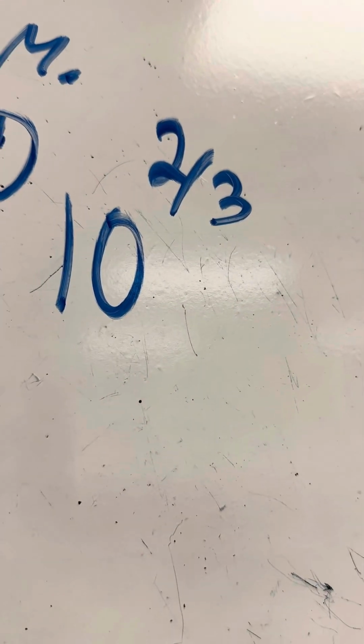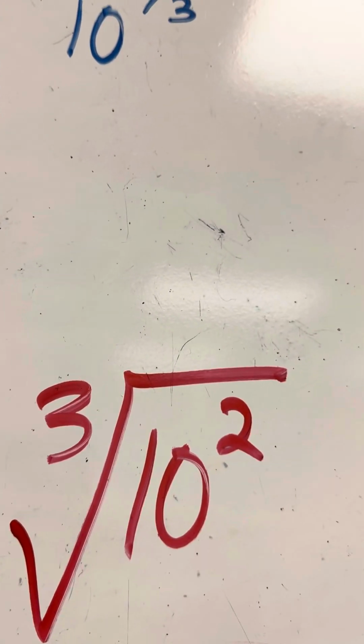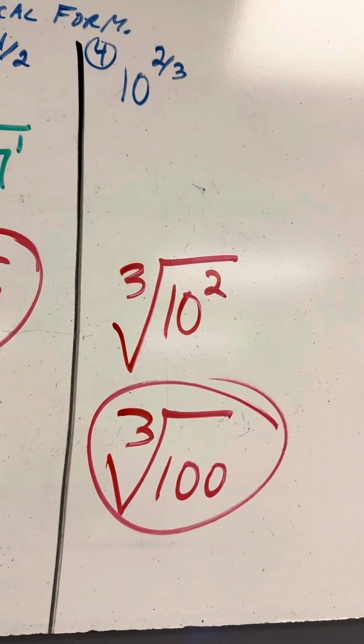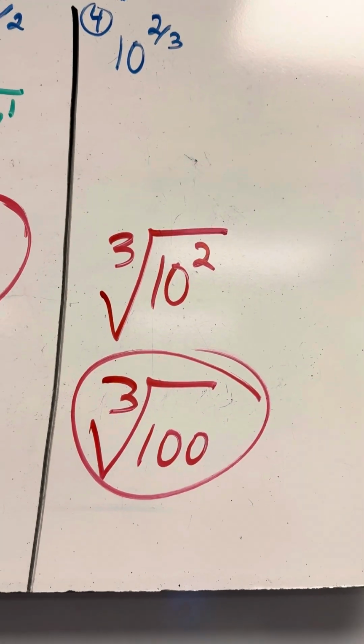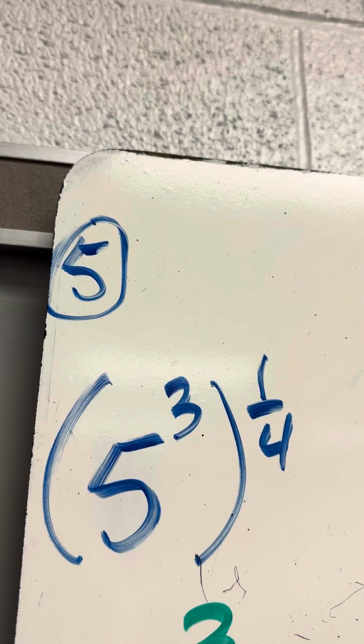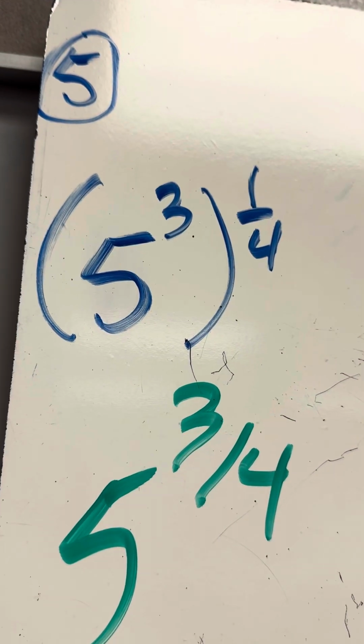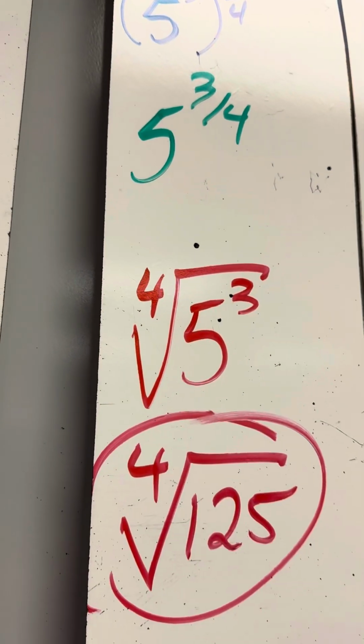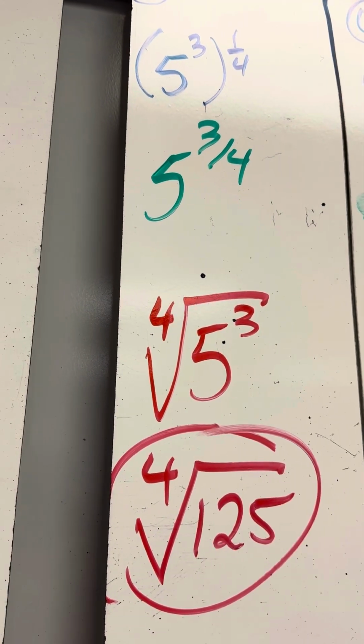10 to the 2/3 power is the third root of 10 to the second. What's 10 to the second? 100. Done. Third root of 100. 5 to the 3rd to the 1/4 power is 5 to the 3/4 power, or the 4th root of 5 to the 3rd, or the 4th root of 125.